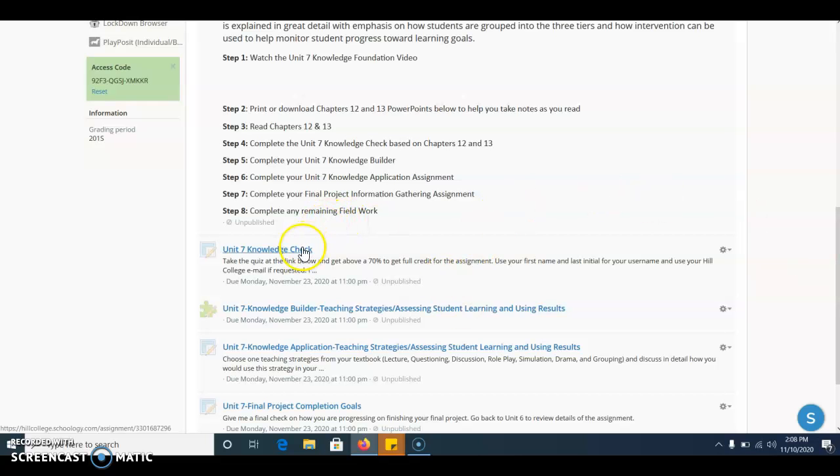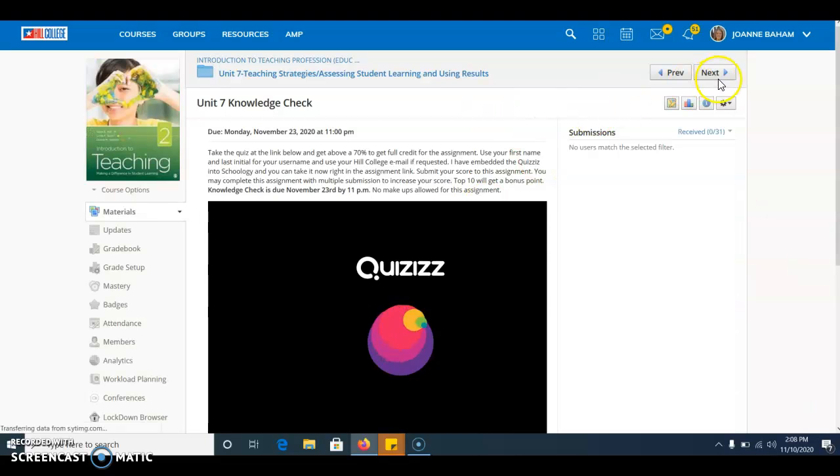So the knowledge check is the same. A couple of things that students in class did not realize.